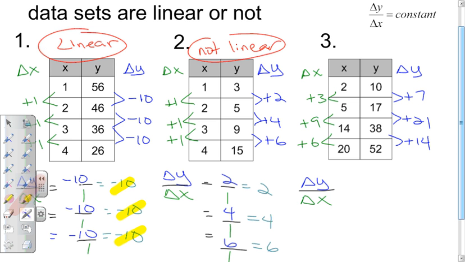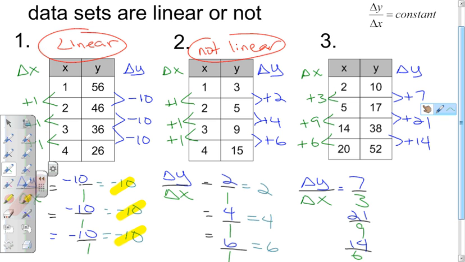If you notice, they seem like they're both patterned, but it doesn't seem like anything is constant when I first look at it. This was 7, and then not 7, and then not 7 again, and this was 3, and then not 3, and then not 3 again. To tell you the truth, if you look at this pattern over here, it's kind of obvious that it's linear, but just be patient and we'll take a look and see what we get. So the first delta y over delta x is 7 over 3. I'll hold on to that for now. The next one is 21 over 9. And the next one is 14 over 6.